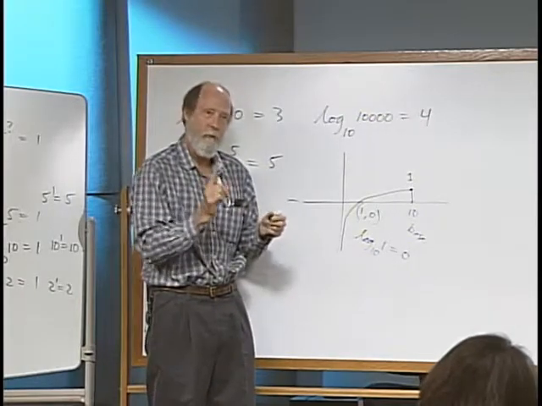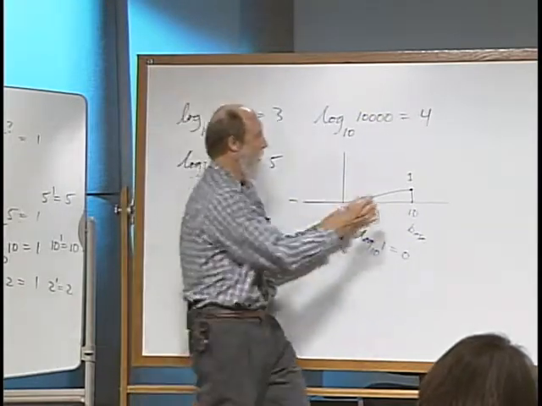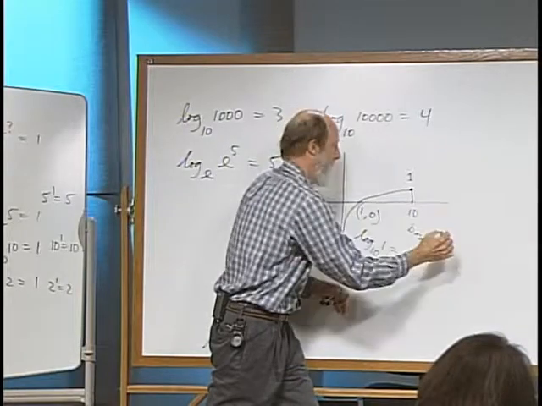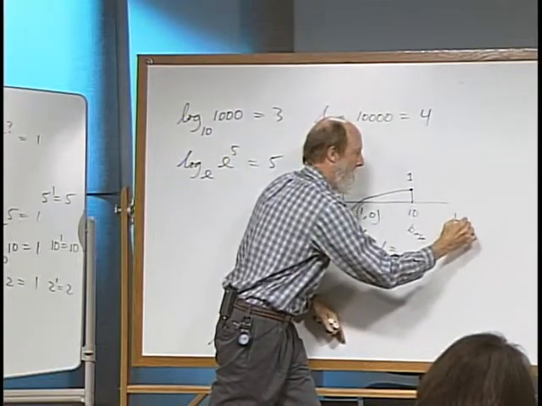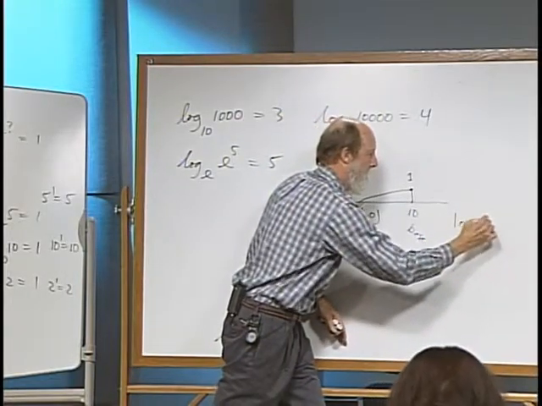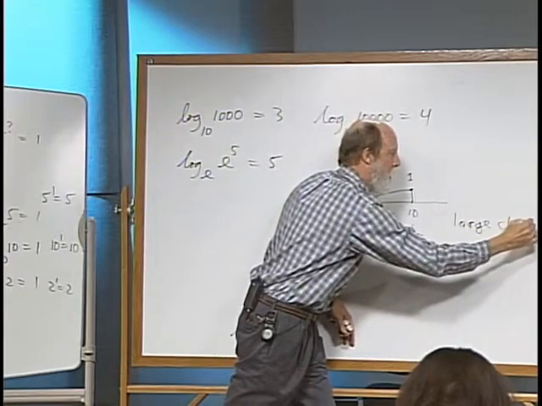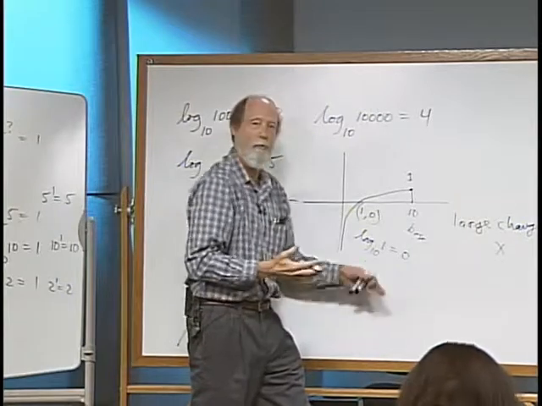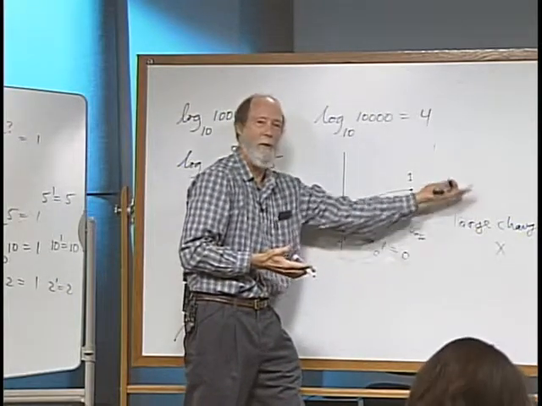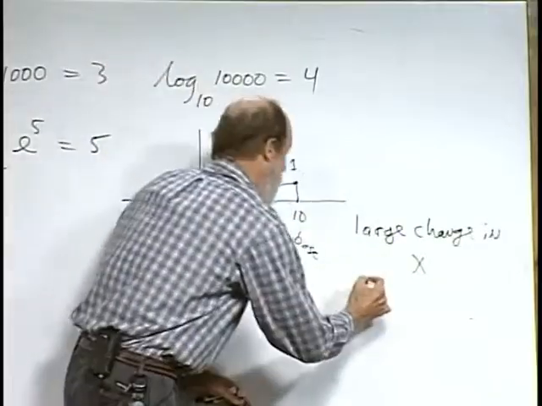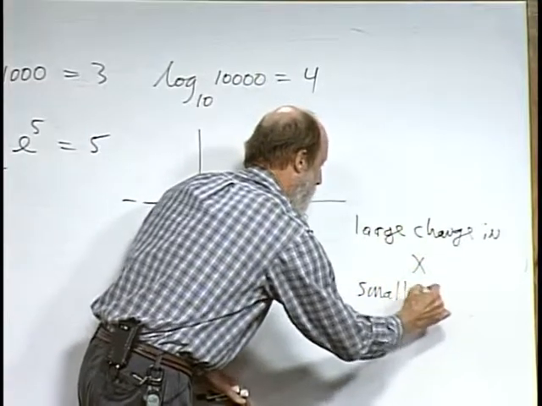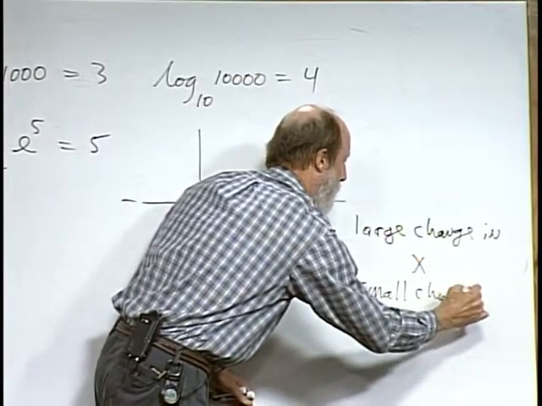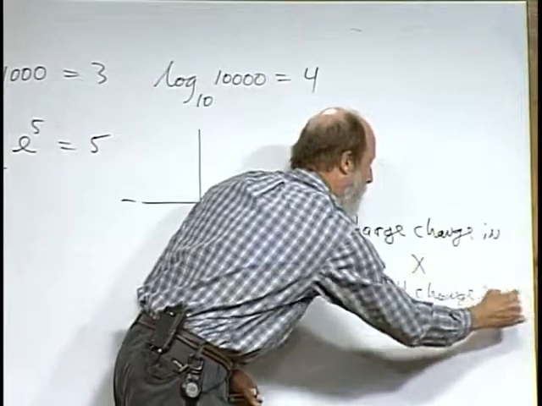So what you can observe from this is that when you see large changes in x on logarithms, you usually see a very small change in y. Small change in y.